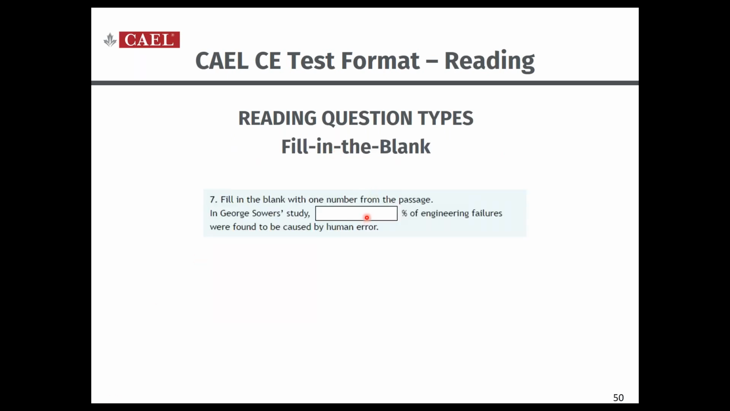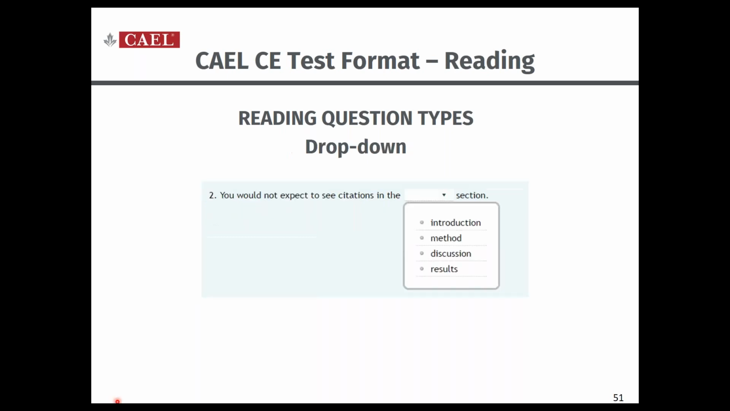Next, we have fill in the blank. So here you will actually position your cursor in the white rectangle, and then you'll type the answer. And typically the answer is going to be a number or a year or a name or 1 or 2 keywords. And usually the instructions will tell you what you need to look for.